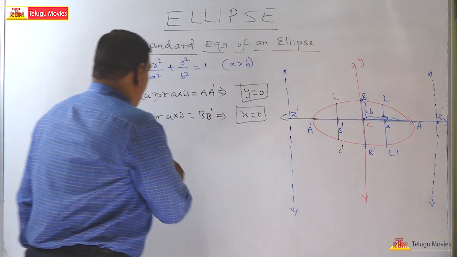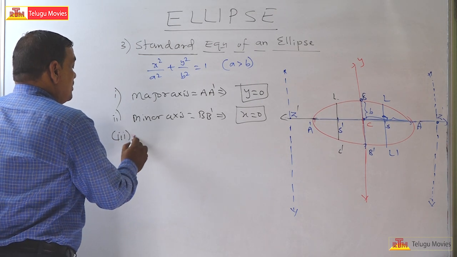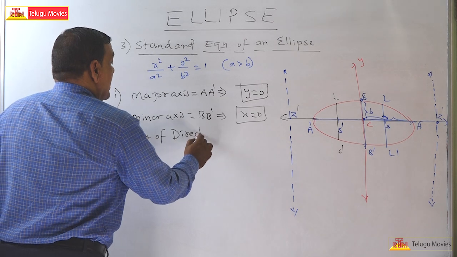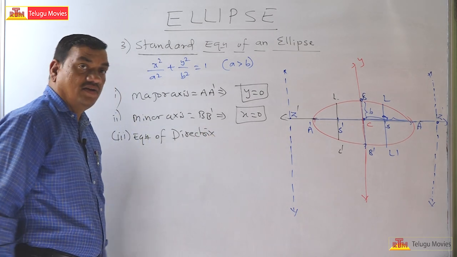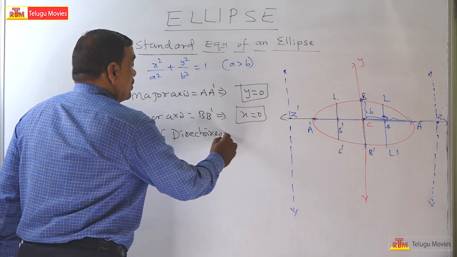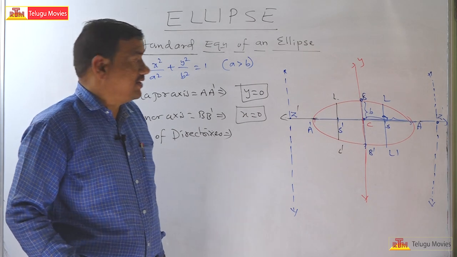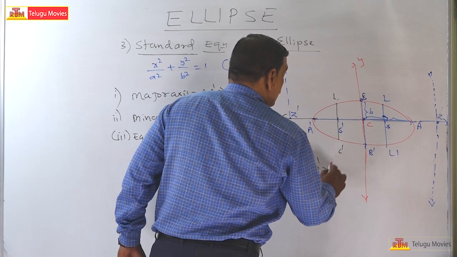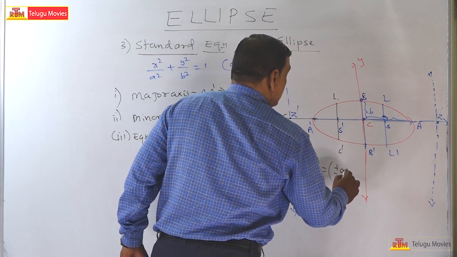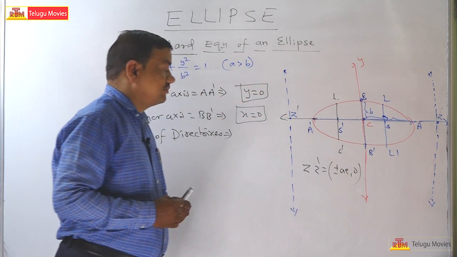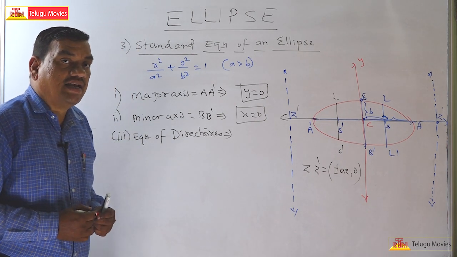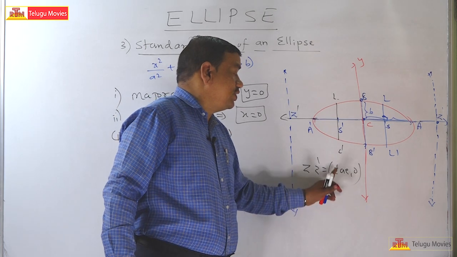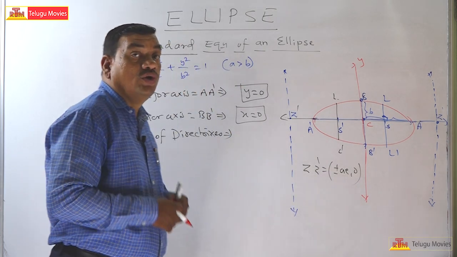Next we are going to see the equation of the directrixes. Directrix is singular, directrices is plural. Observe here how to get here. Now what are the coordinates of Z and Z dash? This is given as plus or minus AE comma 0. So here y coordinate is 0.